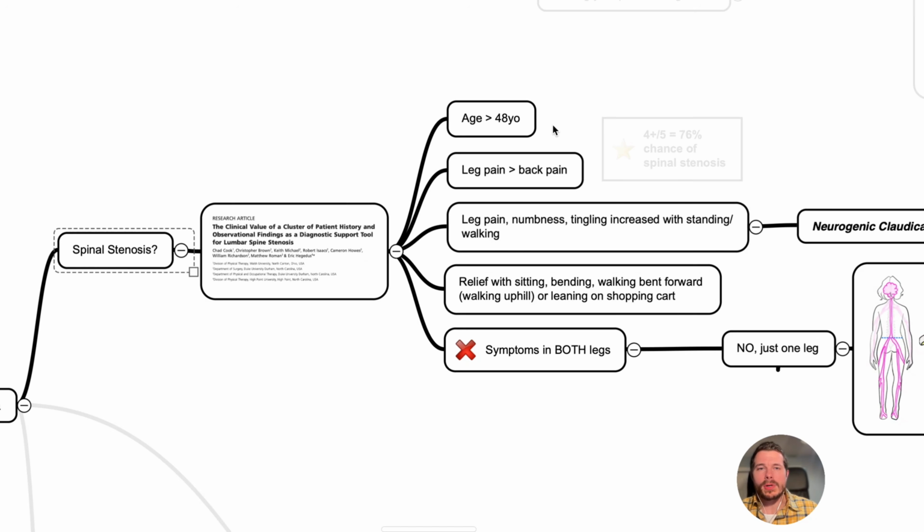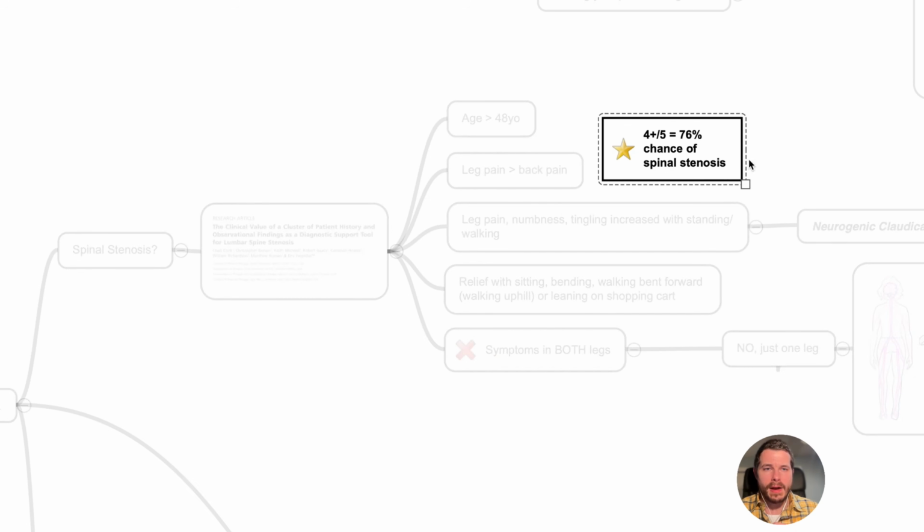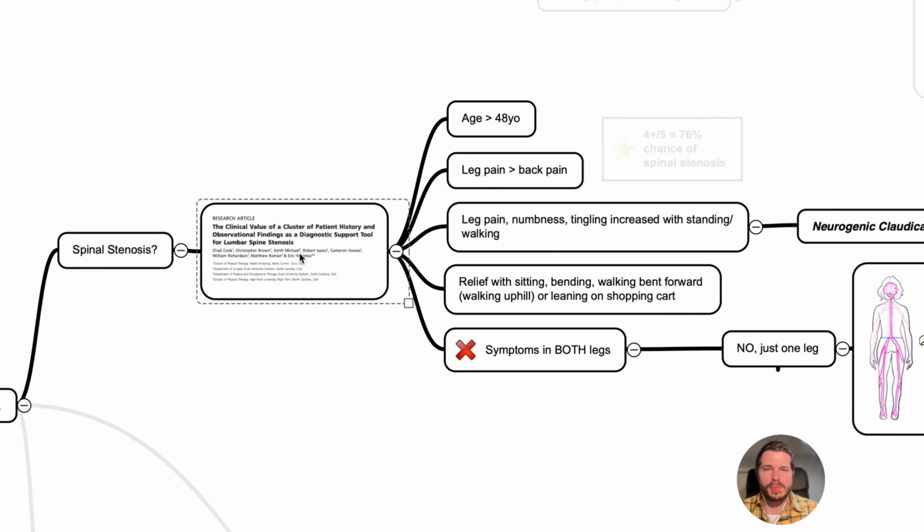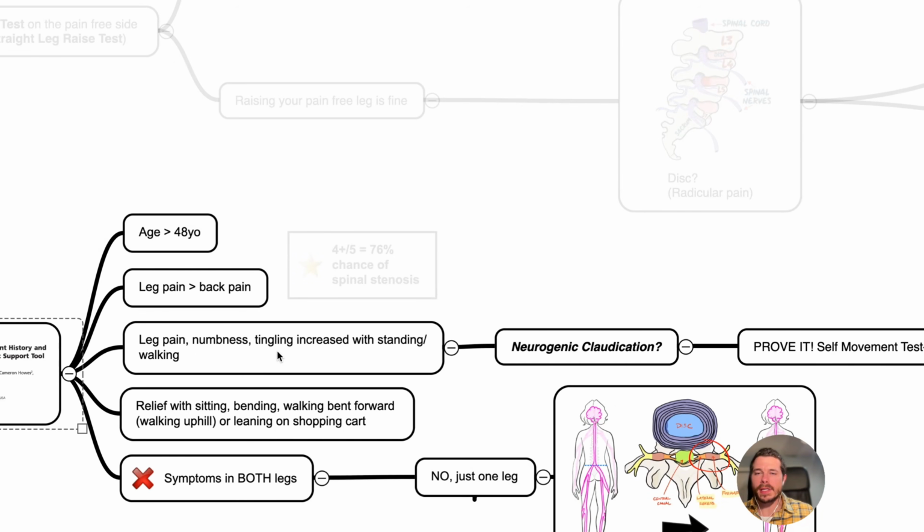So if we look at this article here, there are 5 different items, if you will, that in a cluster increase the probability that spinal stenosis is the cause of your symptoms. And if you have 4 out of 5 of these, then there's a 76% chance that your symptoms are due to spinal stenosis. Pretty cool there. You can get pretty specific. So: age greater than 48, leg pain greater than back pain, and leg pain, numbness, and tingling that is often increased or worse with standing and walking.